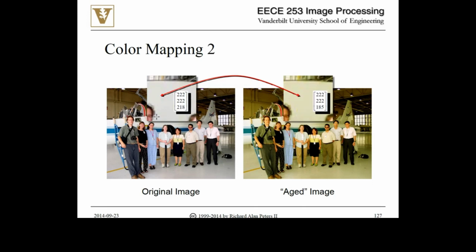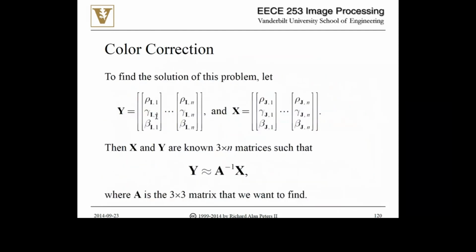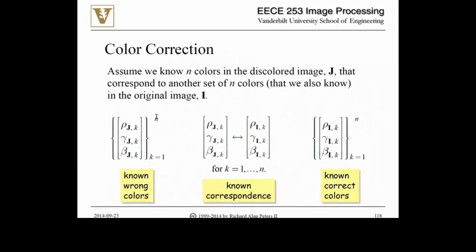And you have more correspondences. So this one should be that one, but again, it is mostly in the blue channel. This one should be that one, and that one should be that one, and so on. So in general, you will have a number of correspondences. So you will have some colors in J that should be these other colors in I. And you know the pairs.